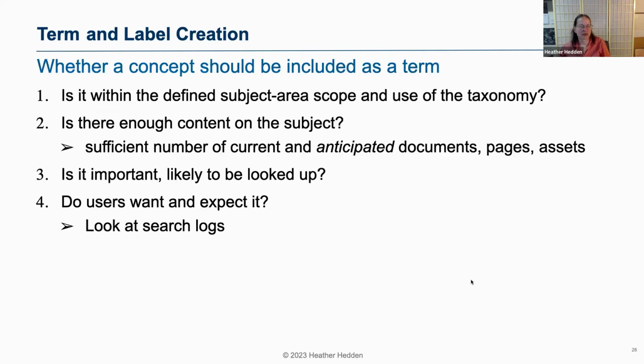All right, and then considering whether something should be included, obviously you have to define the subject area scope of a taxonomy. You can't have just anything that occurs once, because there should also be the option of just the keyword search as a backup. Is there enough content on the subject, current and anticipated in the future if the body of content will grow? Is it important, likely to be looked up? Do users want it and expect it? Then you can look in the search logs.